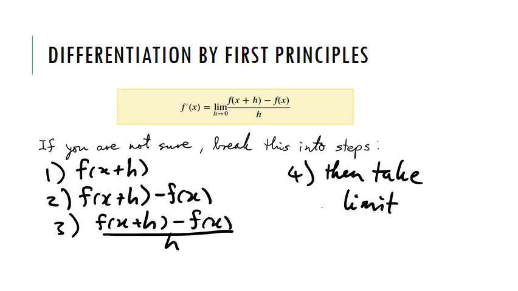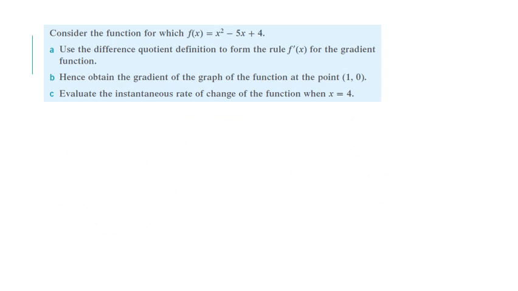I'll do it once where I do it all in one go, and I'll do it once where I break it apart so that you know what's going on. That way you will see why this looks like a lot of steps, but it's actually simpler to go with. Okay? So, consider the function for which f of x is equal to x squared minus 5x plus 4.